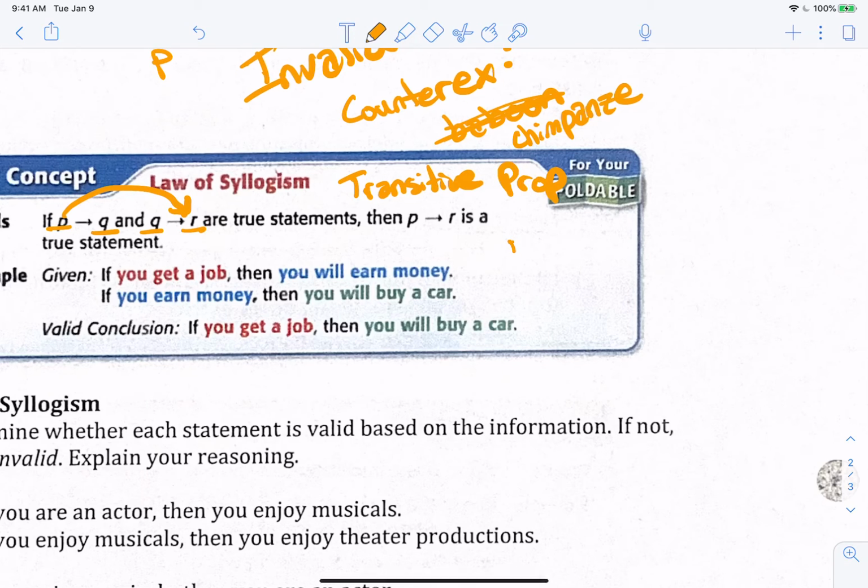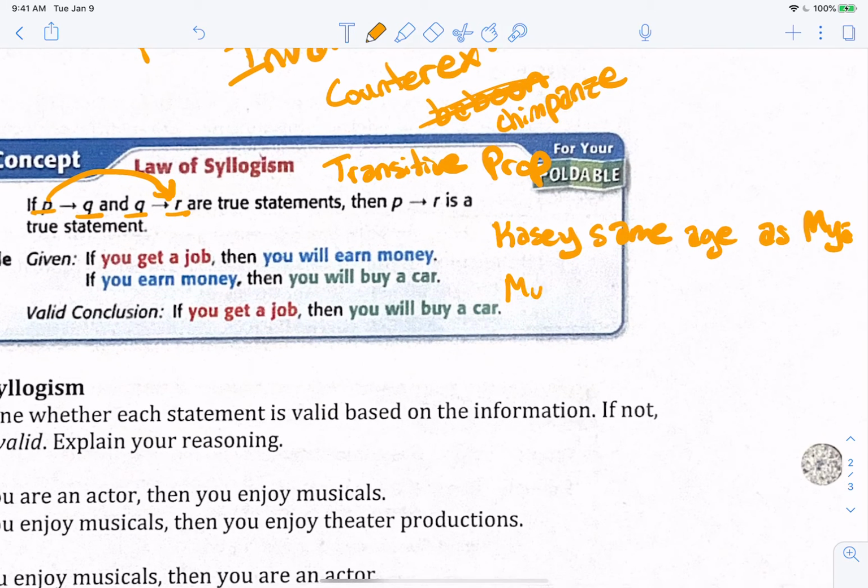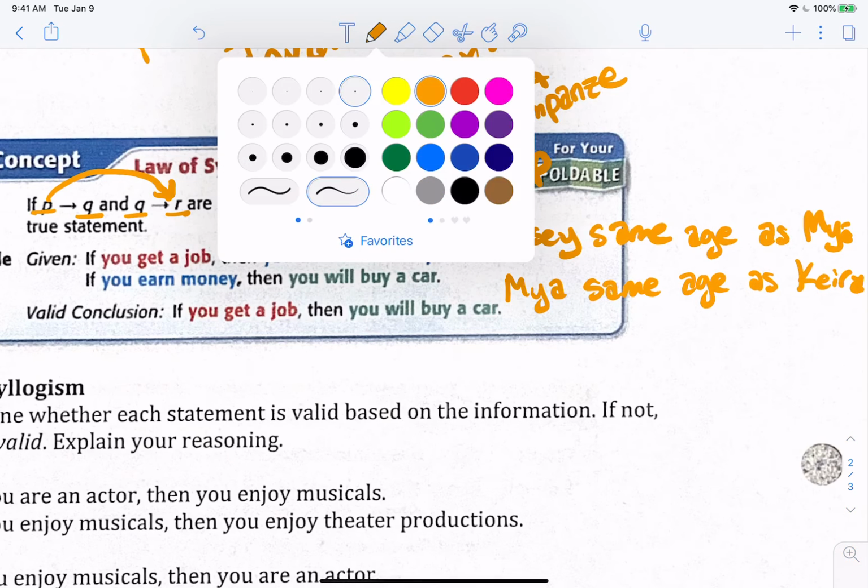I'm going to say Casey and Maya, are you the same age? How old are you? 15. 17. Casey, same age as Maya. You're both 15. Who else is 15? Me. Maya, same age as Kira. Okay, so let's pick out our P's and Q's.